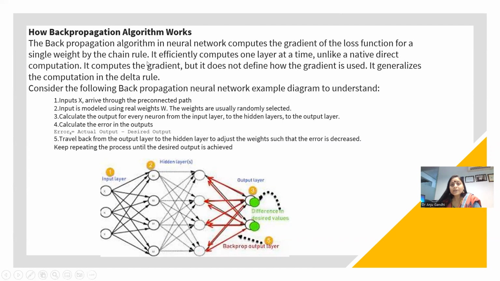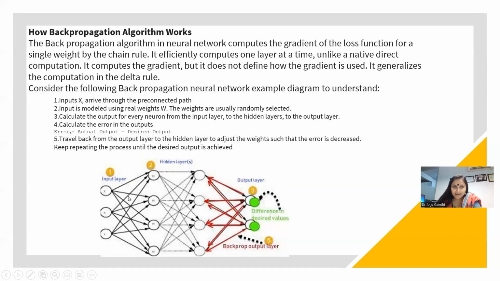Now, what does the definition say? The definition says that a backpropagation algorithm in a neural network computes the gradient of the loss function for a single weight by the chain rule. It efficiently computes one layer at a time. Unlike a naive direct computation, it computes the gradient, but it does not define how the gradient is used. It generalizes the computation in the delta, right? So this is the diagram we have, and this is the algorithm that we are going to follow.